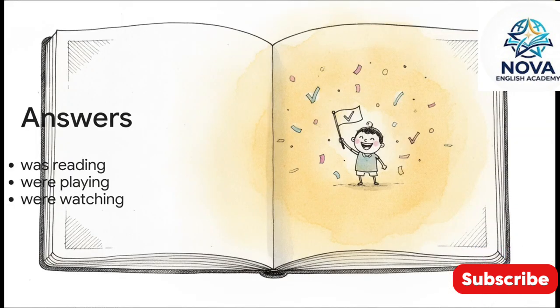For number 1, our subject is she, so it has to be was reading. She was reading a book. For number 2, the subject is they, so we go with were playing. They were playing football. And for number 3, it's we, so it is were watching. We were watching TV when Dad came home. Huge congratulations if you got those right. You are officially putting the whole puzzle together.